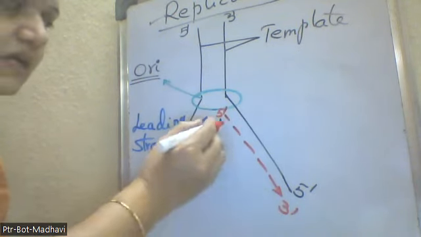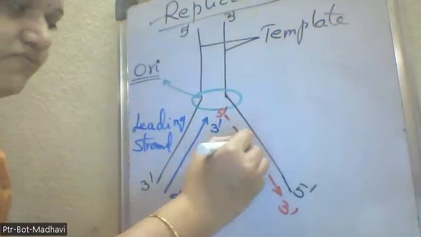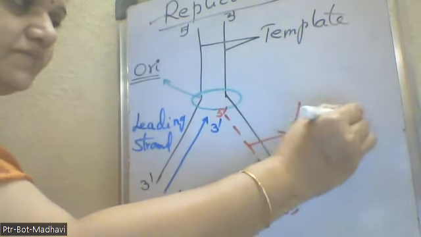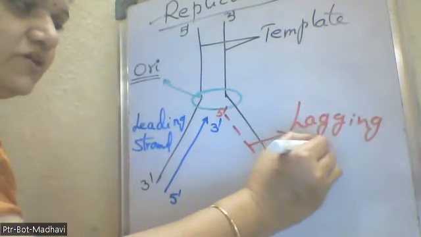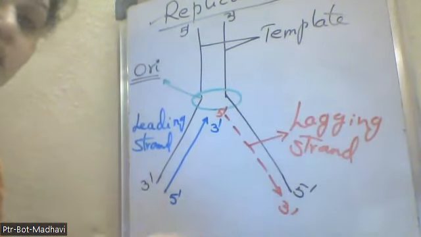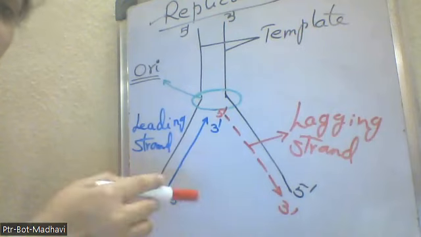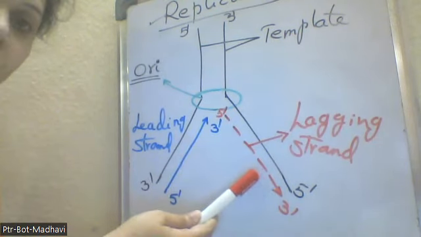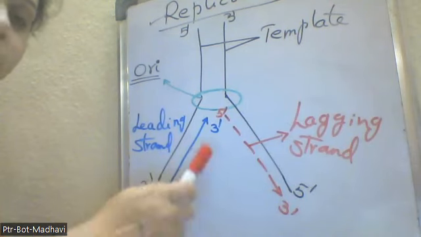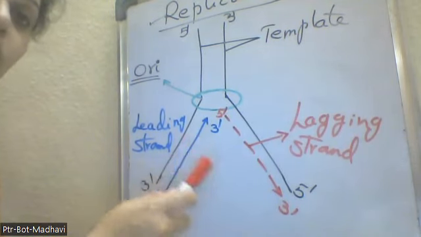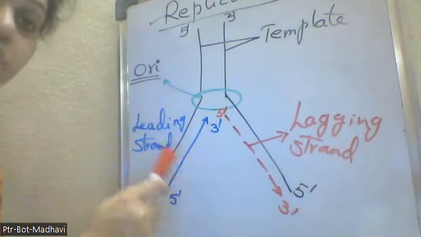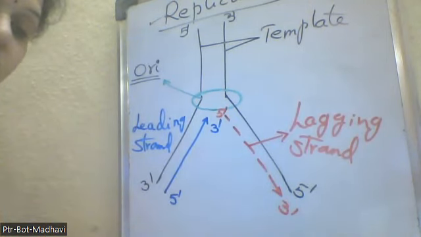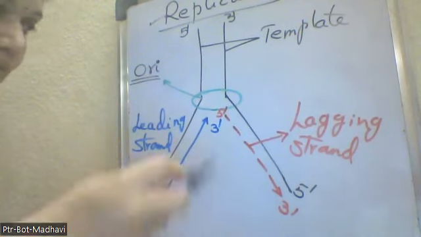So this is how the discontinuous strand is formed. This is called the lagging strand. The discontinuous strand is called the lagging strand. Like this, the leading and the lagging strands, that is the continuous and the discontinuous strands, are formed. And these discontinuous fragments were first discovered by Okazaki, so we will call these fragments the Okazaki fragments.